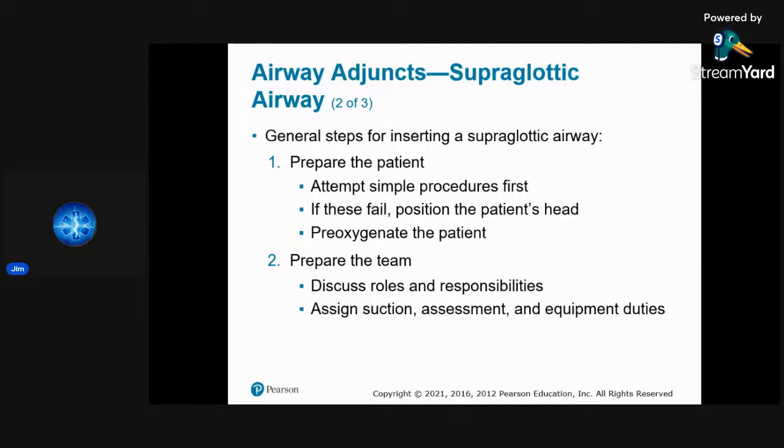Prepare the team. We're going to discuss the roles and responsibility. Who's going to pre-oxygenate? Who's going to get the equipment ready? And have the suction ready. We're going to assign suction, assessment, and equipment duties.